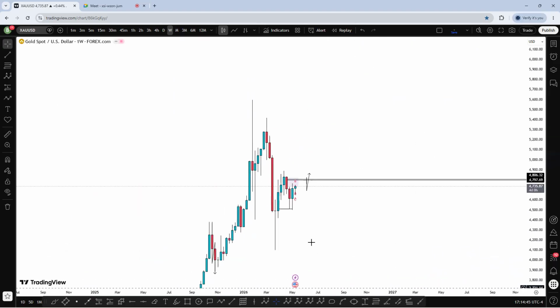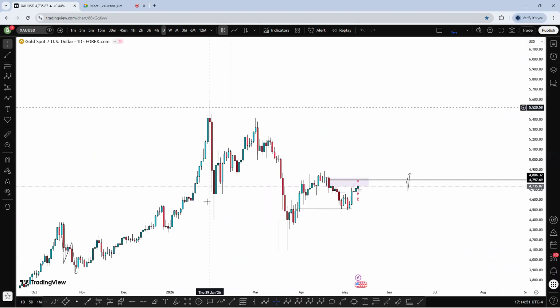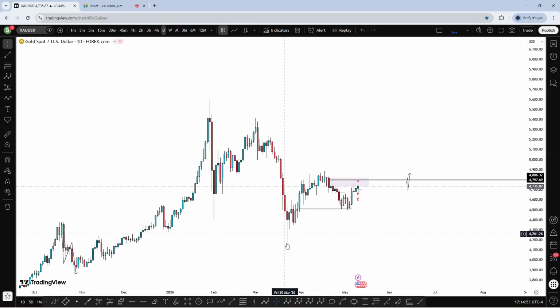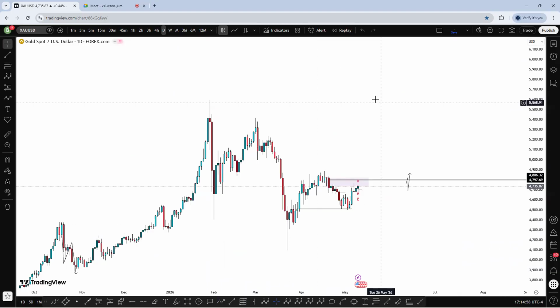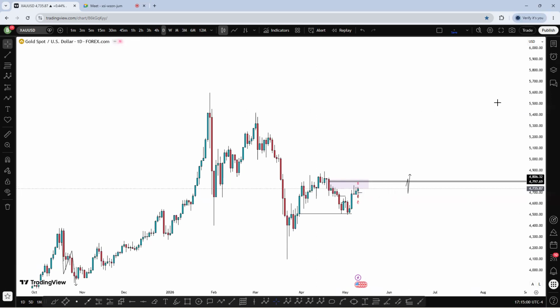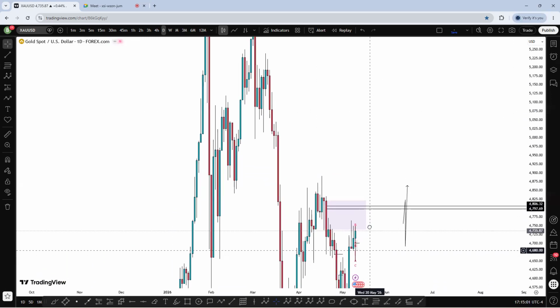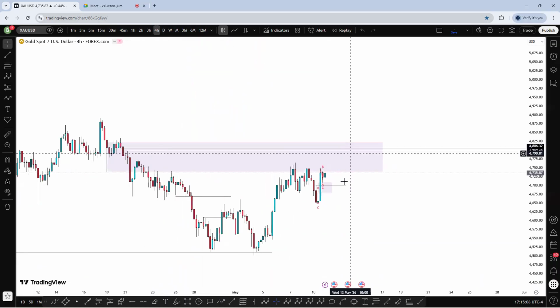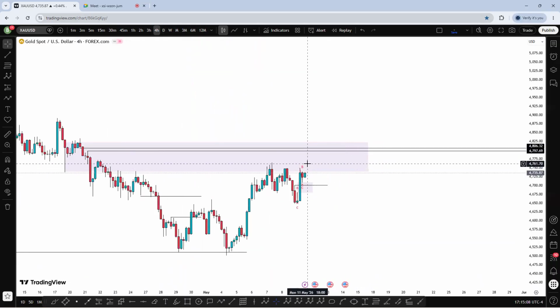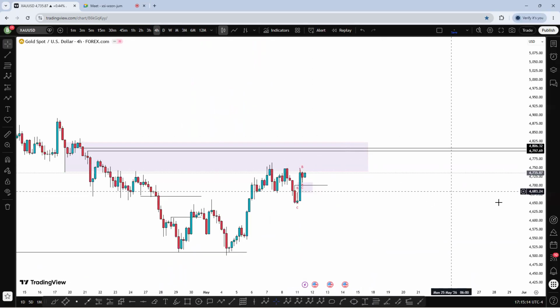The same here. I see push, pullback, push, and I say maybe we are going higher. I don't know. What matters, let's follow what the daily candle is going to do, and we keep doing that. We keep following that. Complete the pattern, comes back, and then we go higher. That's it.